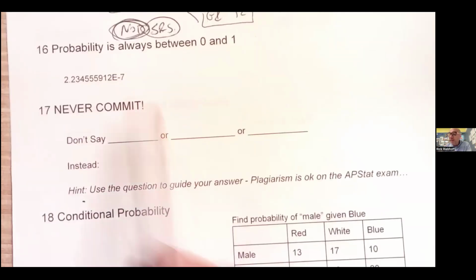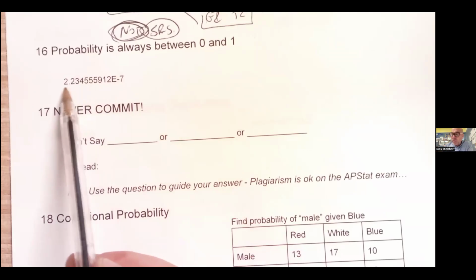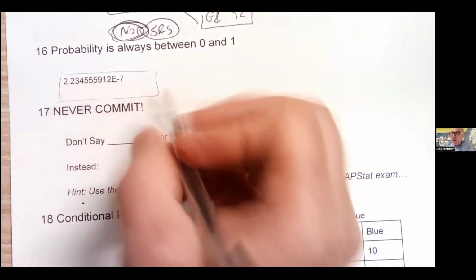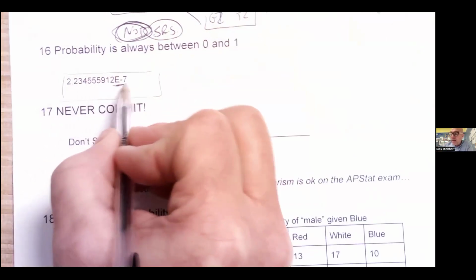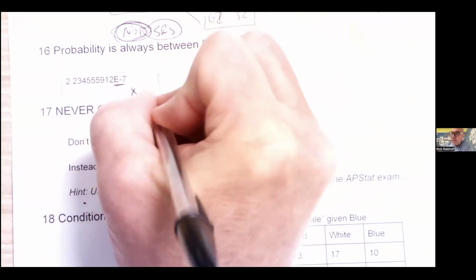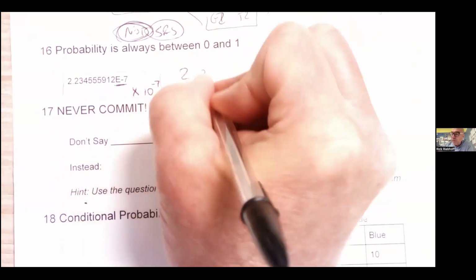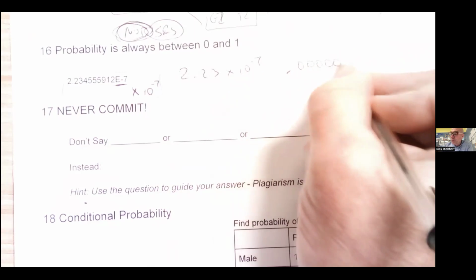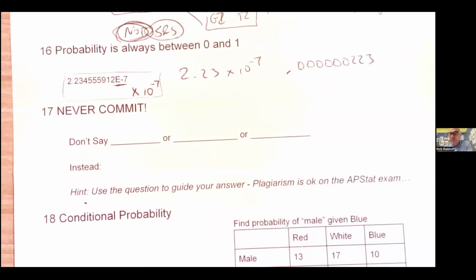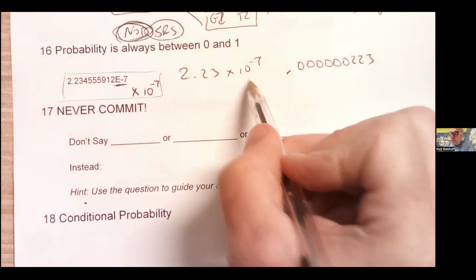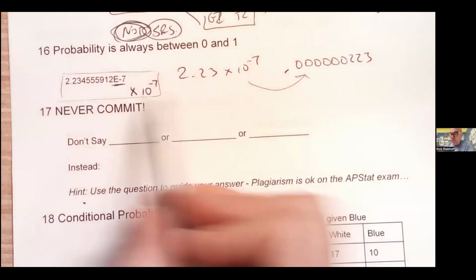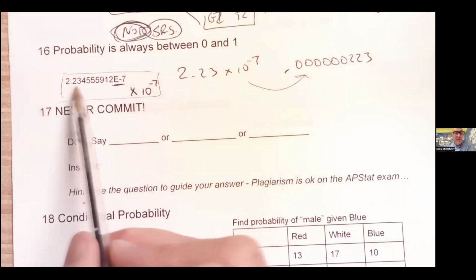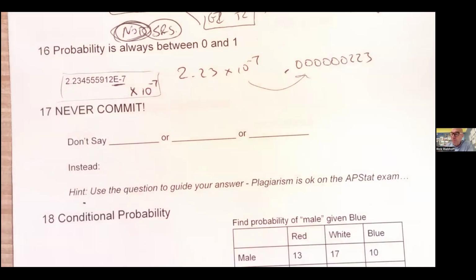All right, next one. Probability is always between 0 and 1. Okay, so if your calculator spits this out, that does not mean the probability is 2.2. Okay, 2.23, blah, blah, blah. E to the negative 7 means times 10 to the negative 7th power, right? 2.23 times 10 to the negative 7th would be like 0.000000223. I might have one zero too many. I'm not going to check. Okay. But that's what this means. That's between 0 and 1. Okay. If you see e to the negative 7, that's a small probability, right? So anytime it looks like your probability is more than 1, it's actually really, really small. It's close to 0.